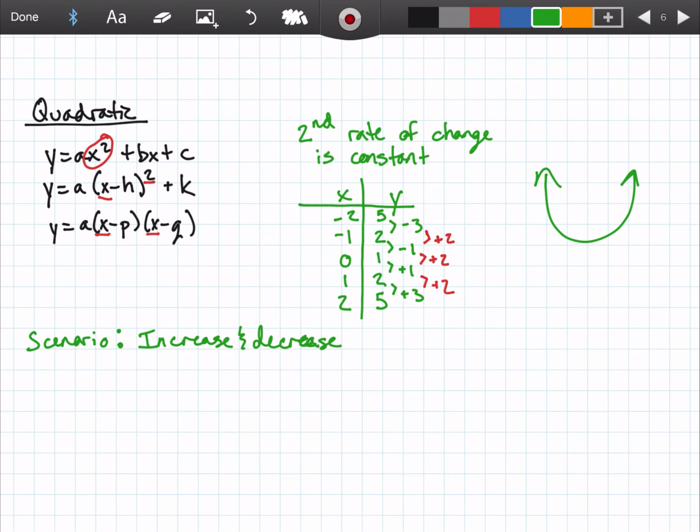All right, a scenario goes, you want like something about an increase or a decrease. You want something about a max or a min height. We talk about a soccer ball getting kicked all the time. Or maybe you'll talk about profits increase and then decrease, or maybe the shape of an arch or something like that.